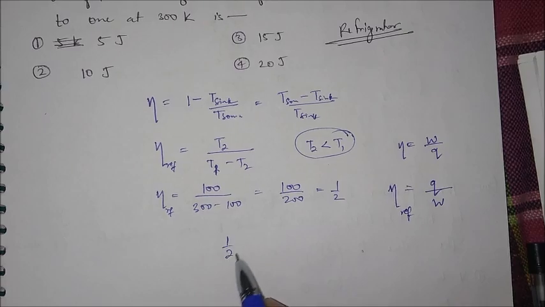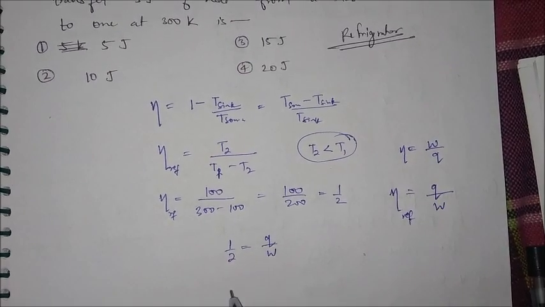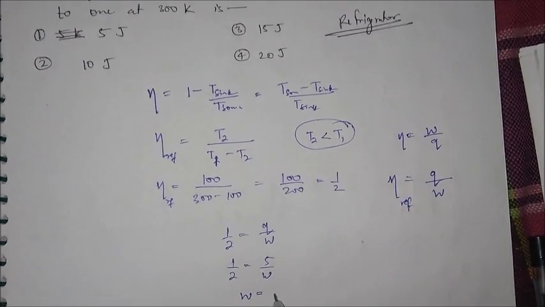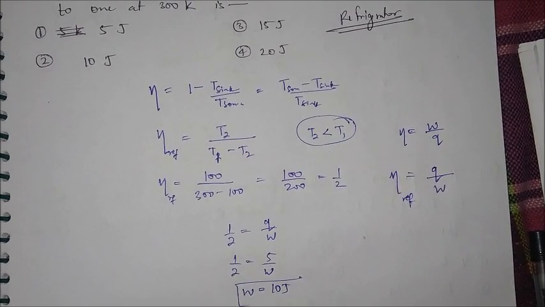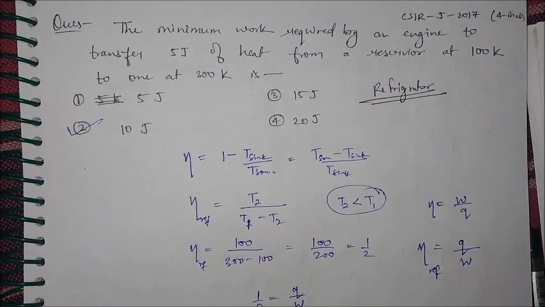So we'll just evaluate both of them. 1 by 2 is equal to Q by W. W we need to find out, and Q is given as 5 joule. So 1 by 2 is equal to 5 upon W. So W will come out to be 10 joule. So like this, it was the correct answer, and option 2 was the correct option. Okay, let's move on to the next question.